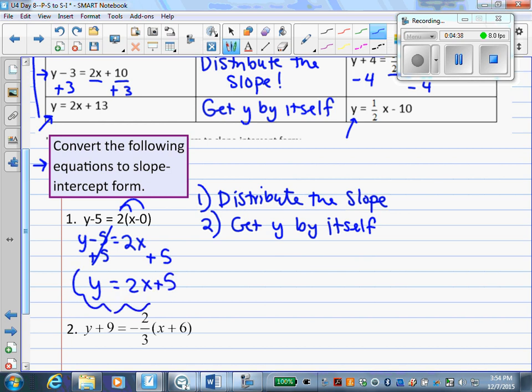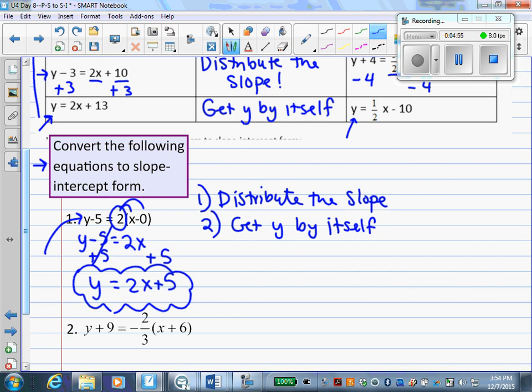Now this equation is in slope-intercept form. I know my slope is 2, which I already knew because it started out as 2 in the point slope form. But now I know that my y-intercept is 5, which actually, if I had been thinking carefully, I could have known that just from the very beginning.